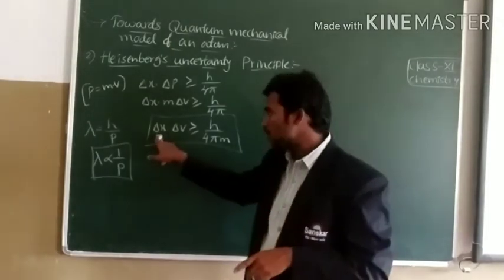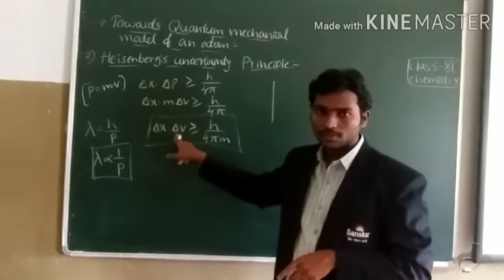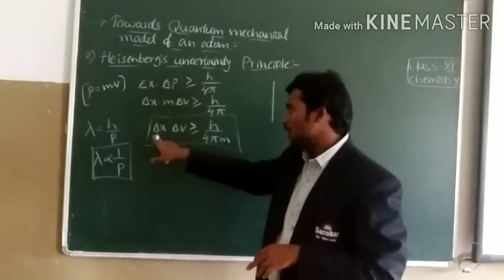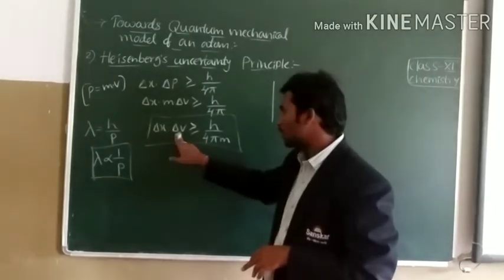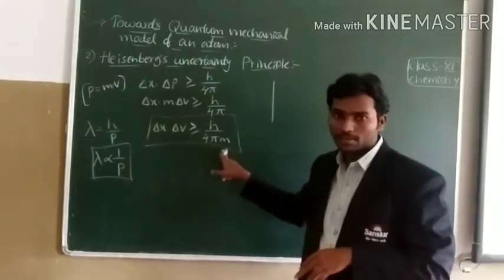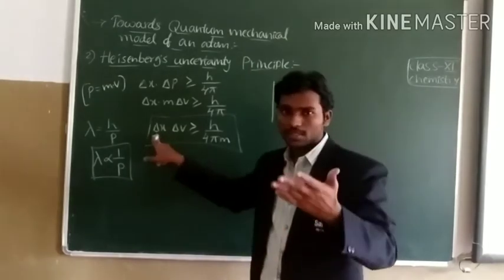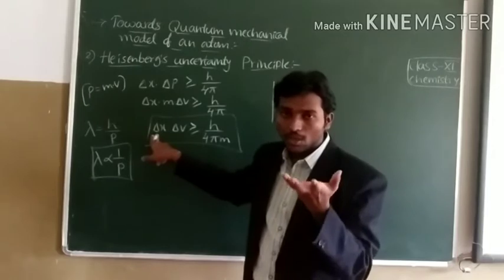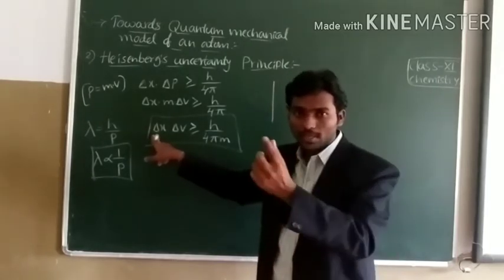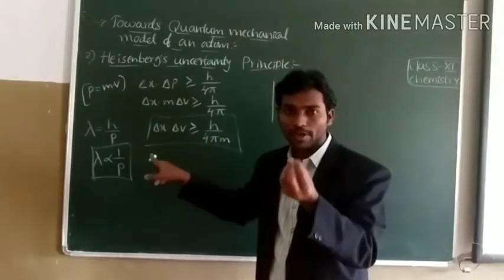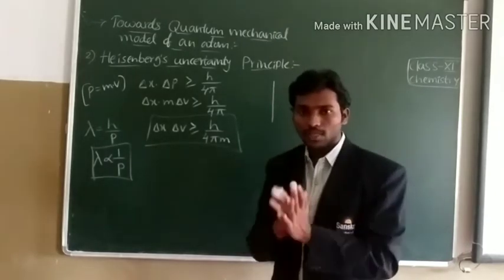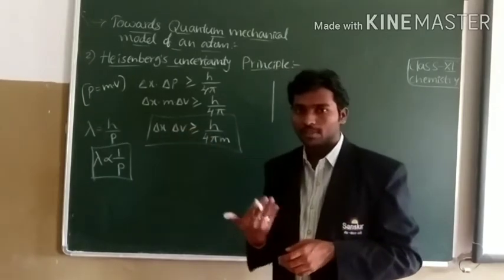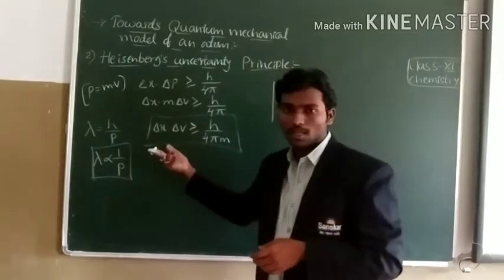When delta x value is minimum, what about delta v value? Delta v value would be maximum. This is because delta x, if it comes this side, it will be in the denominator. That's why if delta x value increases, that means uncertainty in position of the electron increases. If we are unable to find out the position or location of the electron, then its velocity uncertainty is maximum.